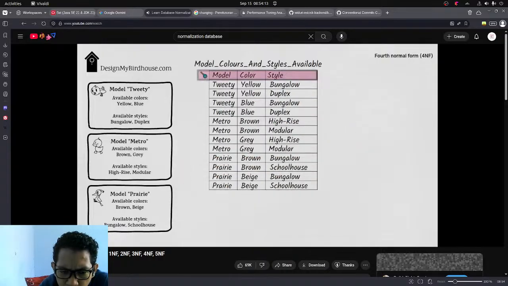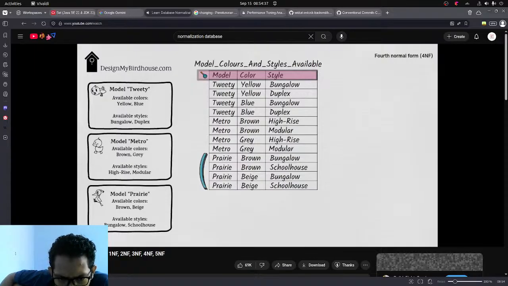This table is in third normal form. The primary key consists of all three columns: model, color, and style. Everything depends on the key, the whole key, and nothing but the key. And yet, this table is still vulnerable to problems. Let's look at the rows for the birdhouse model Prairie. The available colors for the Prairie birdhouse model are brown and beige.